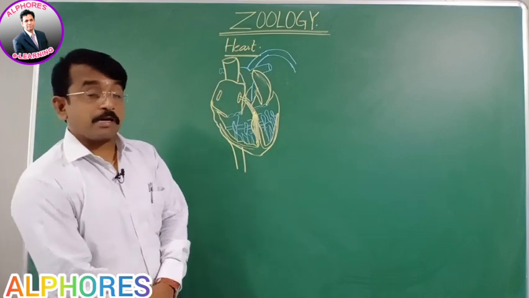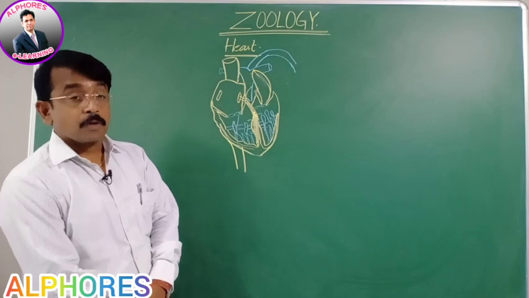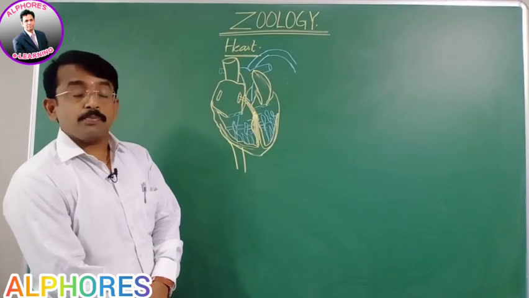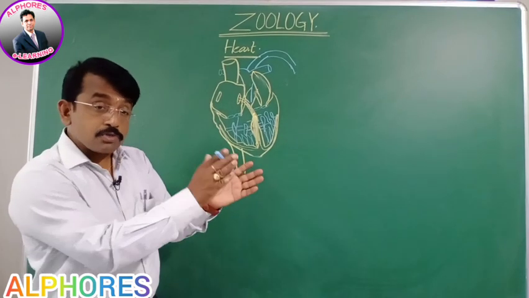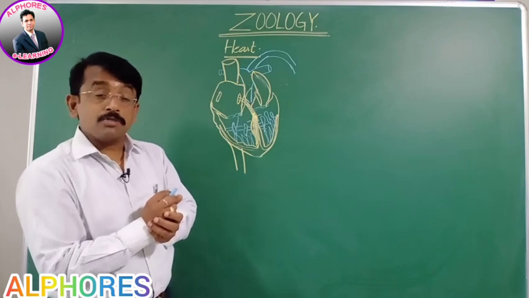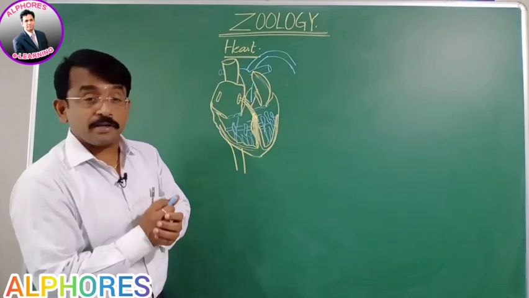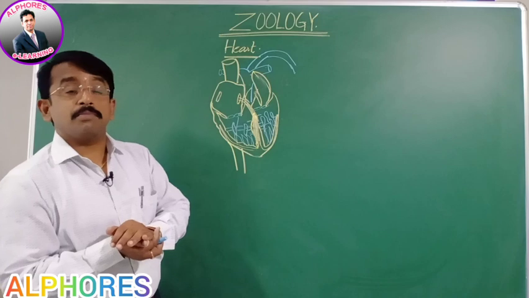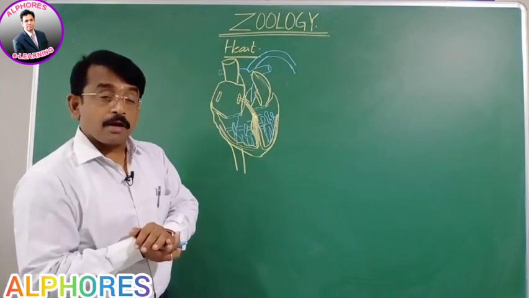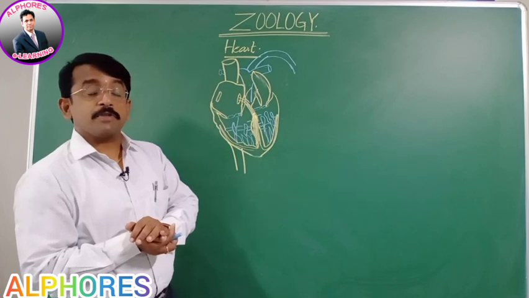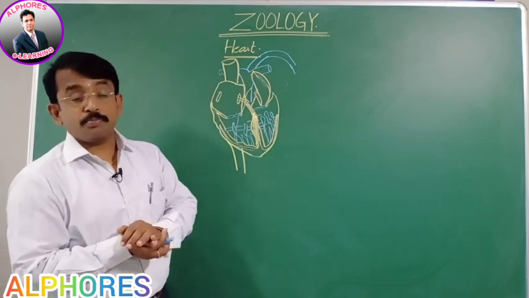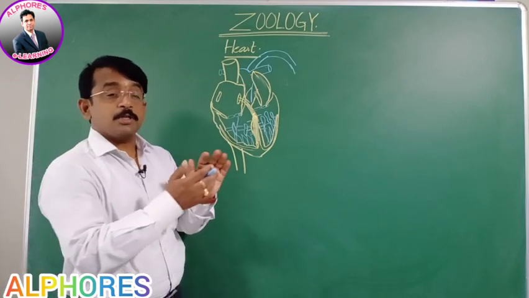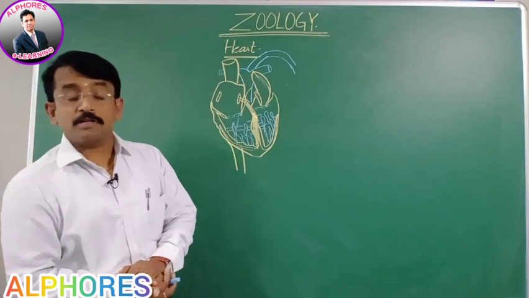Closed and open types of circulatory system have differences. In the closed type, blood does not come out of the blood vessels, whereas in the open type, the blood comes out. In the closed type, the blood pressure is high, whereas in the open type, the blood flows with low pressure. In the closed type, the blood flows efficiently, whereas in the open type it is less efficient.